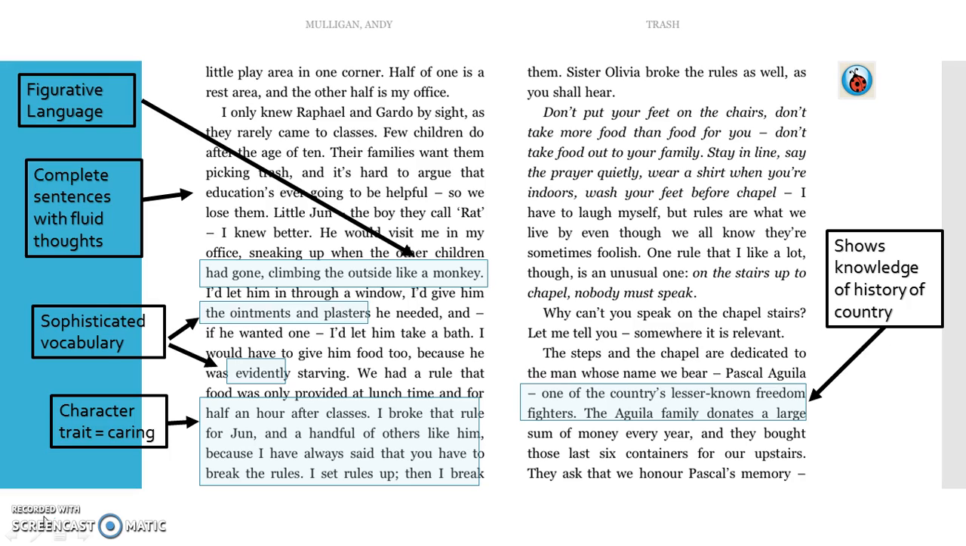So all of these things pointing to the idea that this is Father Juilliard who is speaking. The figurative language, the sophisticated vocabulary, some of the character traits that we can pull, all back up that idea that this is Father Juilliard.